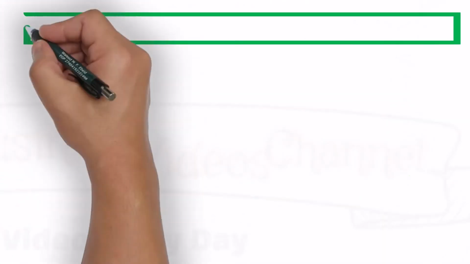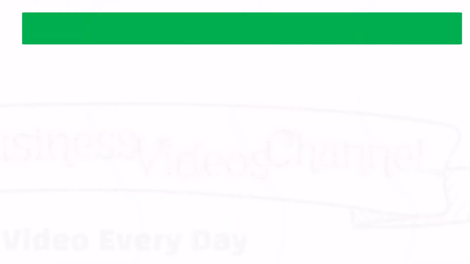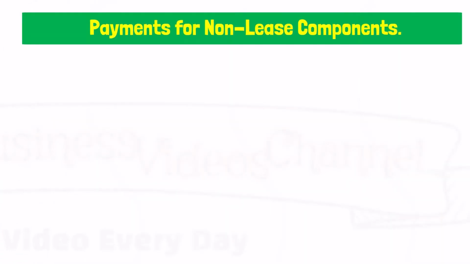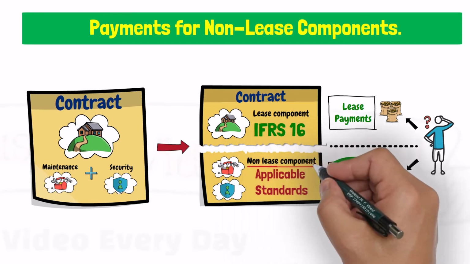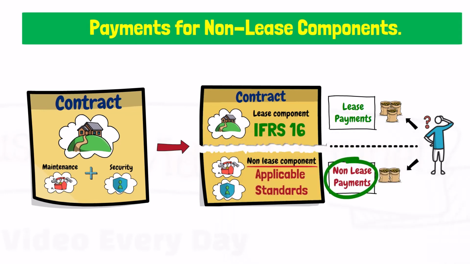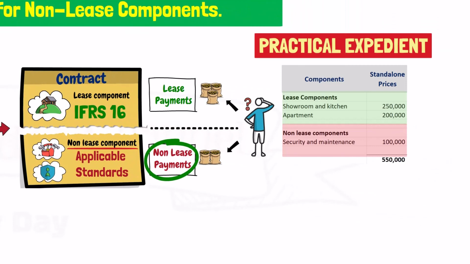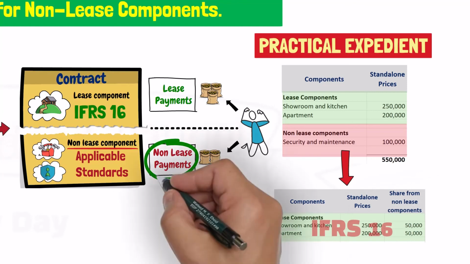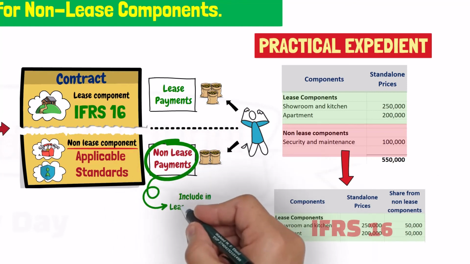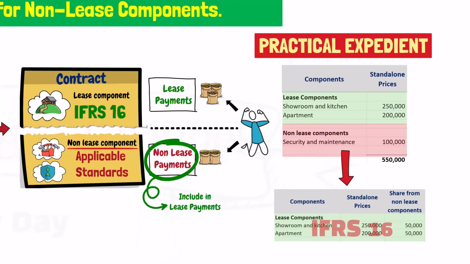The seventh component of the lease payments is the payments for non-lease components. As we mentioned in previous lectures, the contract might include lease and non-lease components. Payments allocated to the non-lease components are not included in the lease payments, because they are not considered lease transactions. However, if the lessee elects to account for both the lease and non-lease components as a single lease component under the practical expedient, then the payments allocated to the non-lease components are included in the lease payments on the commencement date.